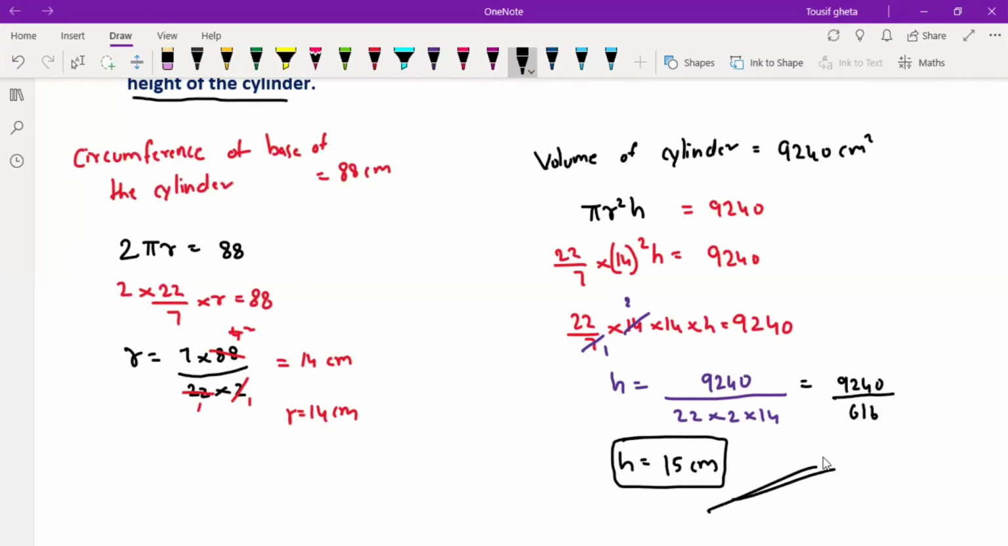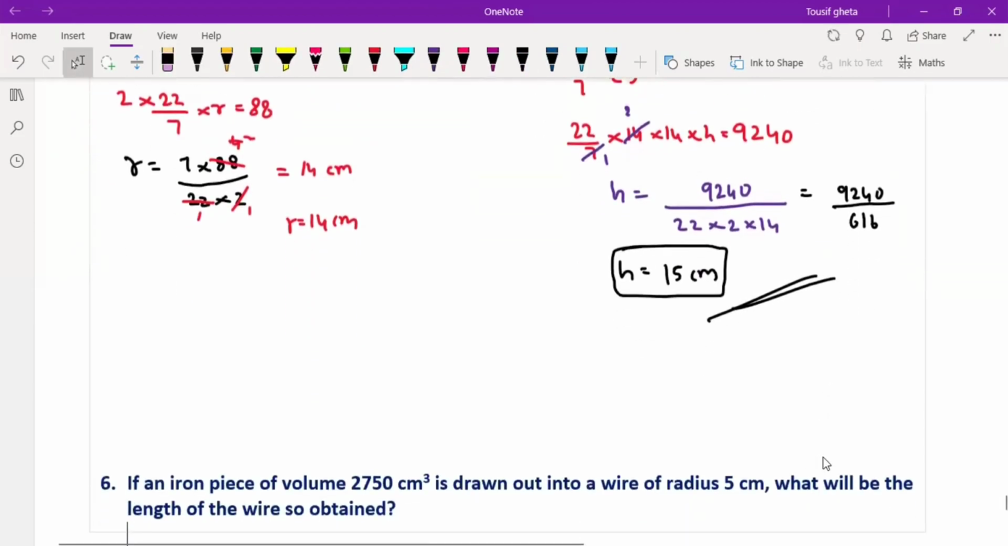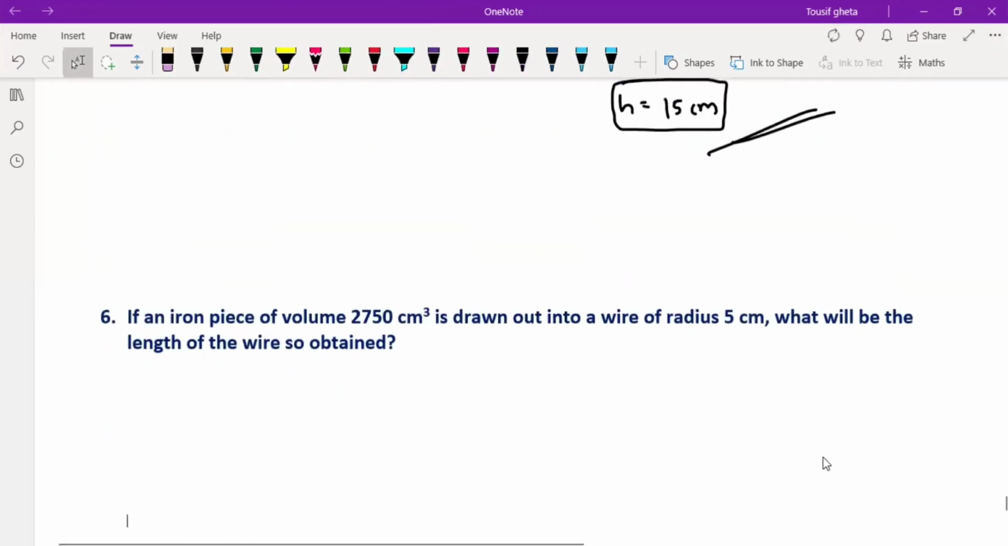That's it for the fifth one. Let us go with the next one. The next one is for you all. Try it and comment your answer. If you don't get it, just comment it.